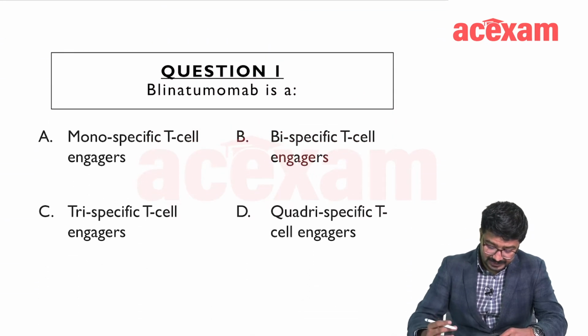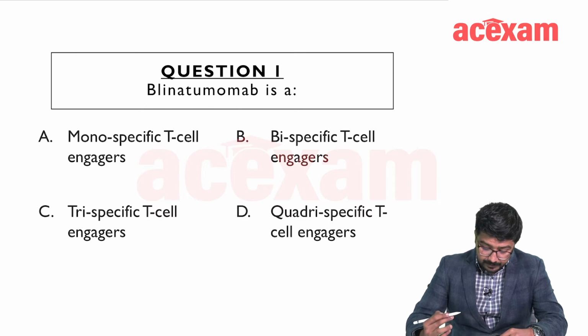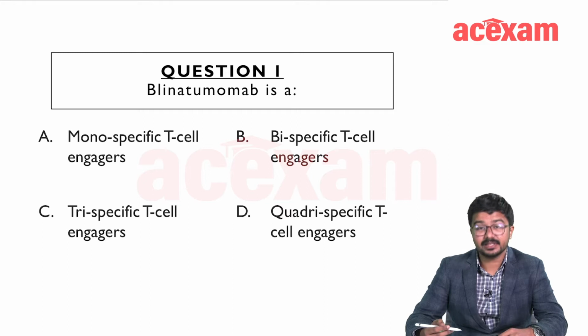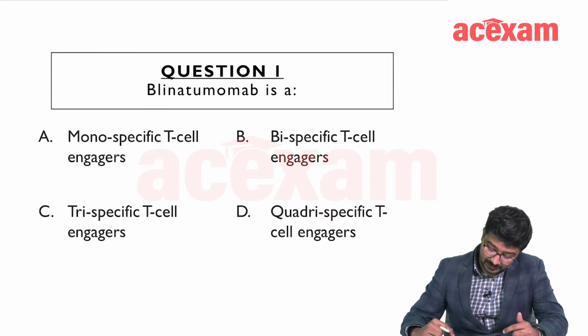The first question reads as, blinatumomab is a monospecific T-cell engager, bispecific T-cell engager, trispecific T-cell engager or a quadrispecific T-cell engager. Now this is a pretty easy question once you understand how blinatumomab acts. Now let's go to the explanation of it.